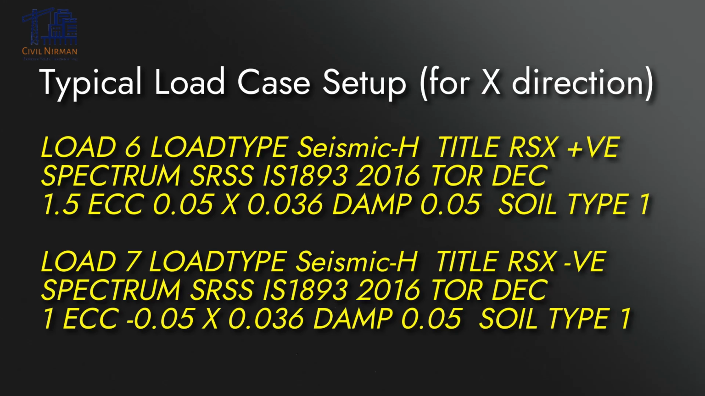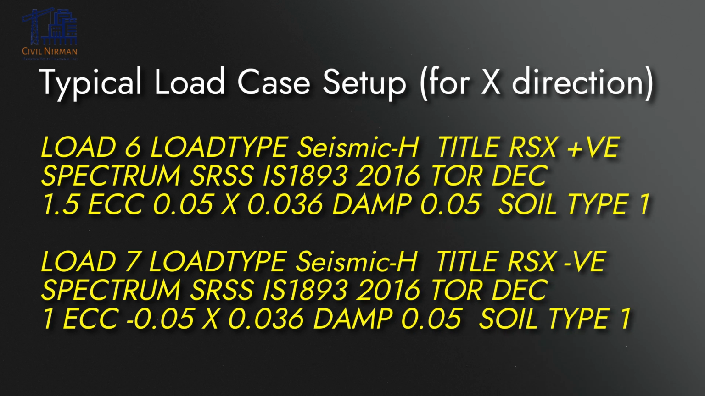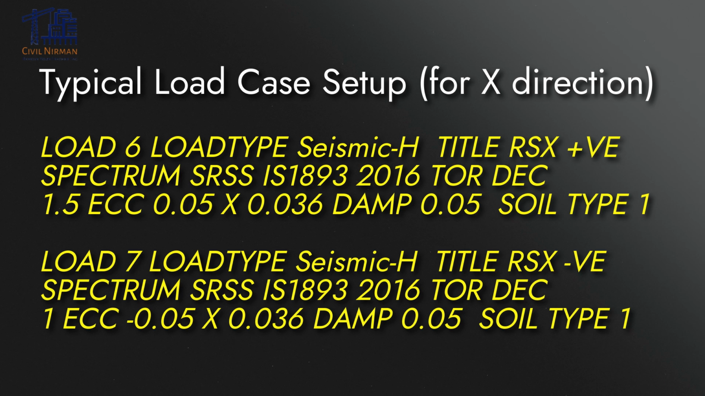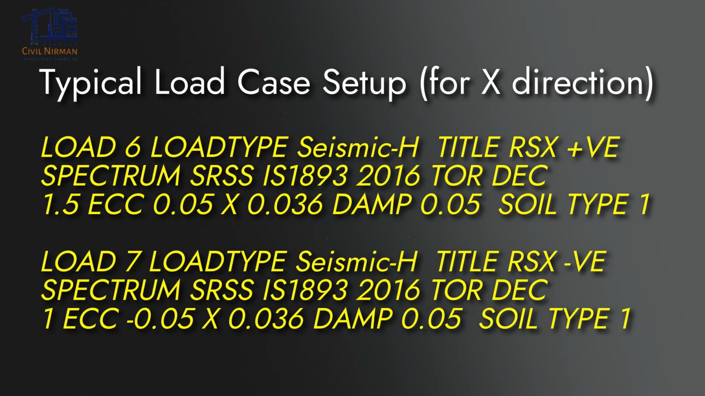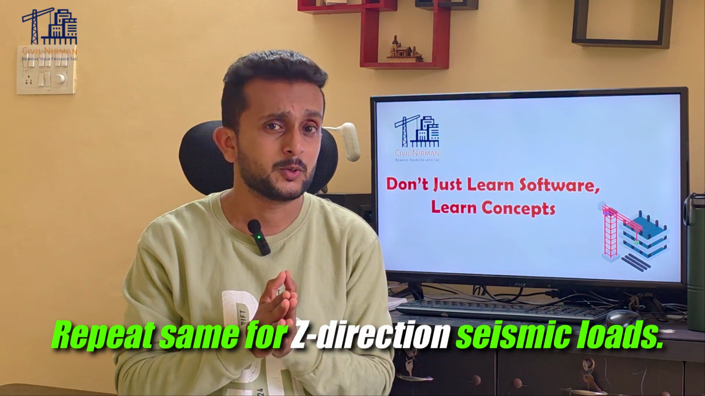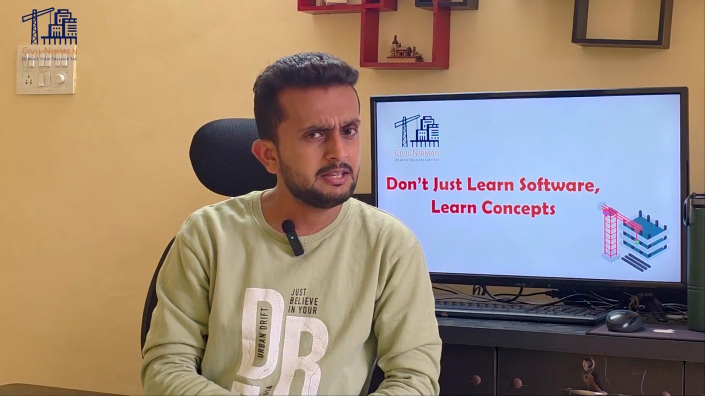Here is the typical load case setup I am showing you. Let's say your load 6 is the seismic in X direction for the response spectrum case, and here is the text definition you can check out for the X direction. In the same manner you can create it for the Z direction. You can use this text editor in your STAAD editor syntax for both directions. You can repeat this same load case pattern for the Z direction seismic load as well. If you observe, no torsion is considered in the Y direction. One important point, no torsion is considered in the Y direction.